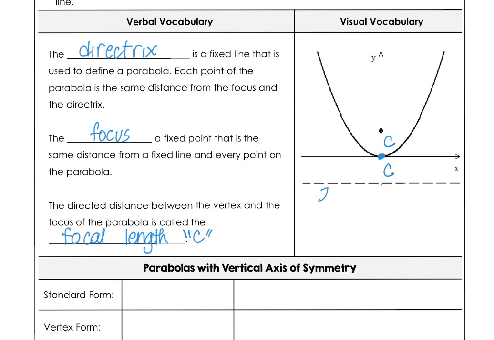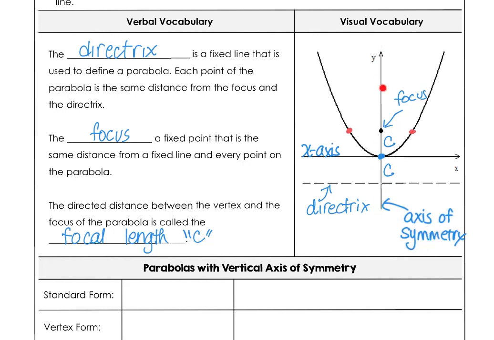So this line here is called our directrix. This is our focus point. And any point on the parabola is equally spaced from the focus to the point and from the point to the directrix. Those would have to be equal to define a point on the parabola. We also have our axis of symmetry, which divides the parabola in half equally. And this parabola happens to be sitting on the x-axis.